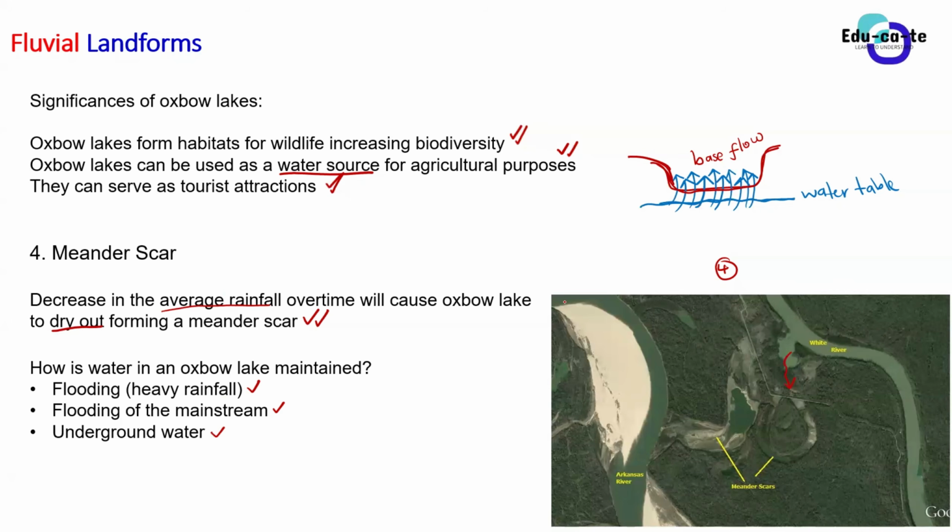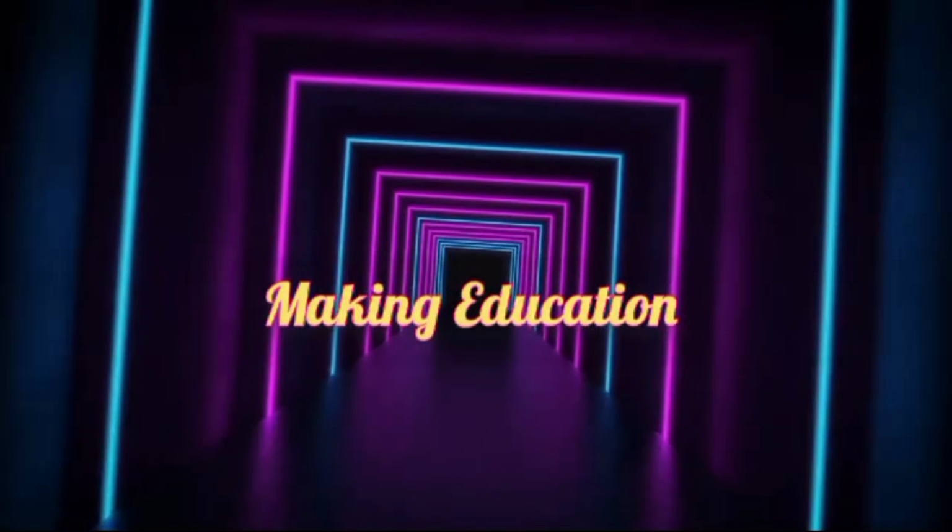But flooding can also maintain the water in the Oxbow Lake. If it floods, we know that there's going to be water that will be poured into the lake. Even if the river has been flooded, the water will just be poured into the Oxbow Lake. But if there is delayed rainfall, or a decrease in the amount of rainfall over time, basically the Oxbow Lake will dry out to create a meander scar. Is that clear?